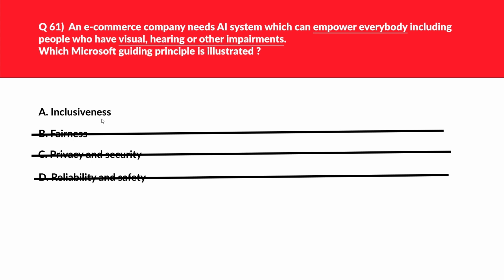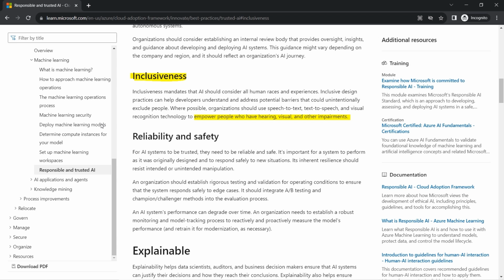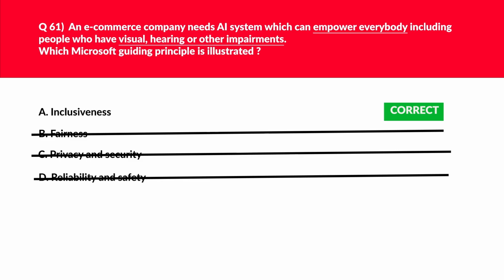Quick tip for the exam. Whenever any kind of impairment is mentioned in the question, especially related to sight or hearing, then think about inclusiveness. Let's verify this in the official documentation. It's written, inclusiveness empowers people who have hearing, visual and other impairments. So the thing to note is, if any kind of impairment comes into the picture, then it is inclusiveness. I hope you got the concept. We'll lock option A as the correct answer for this.